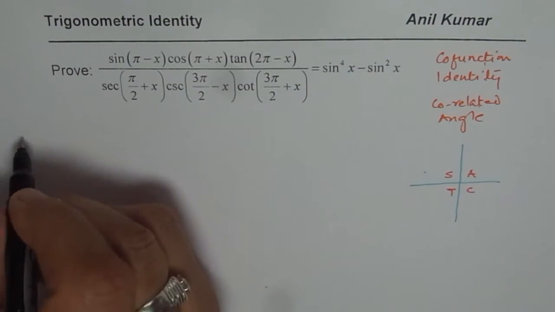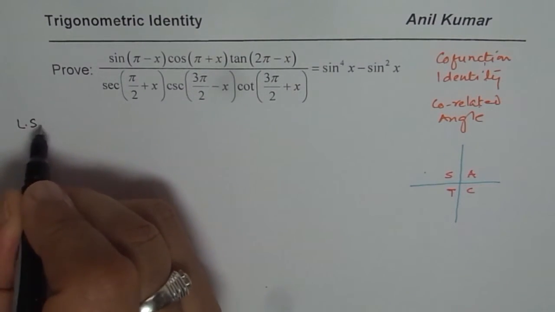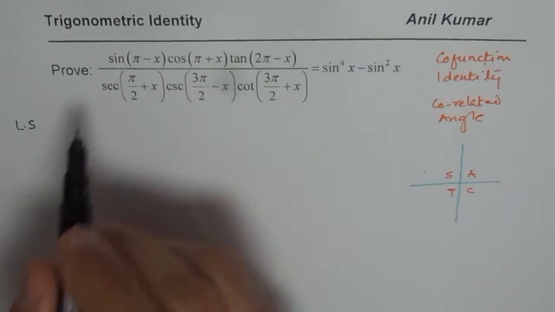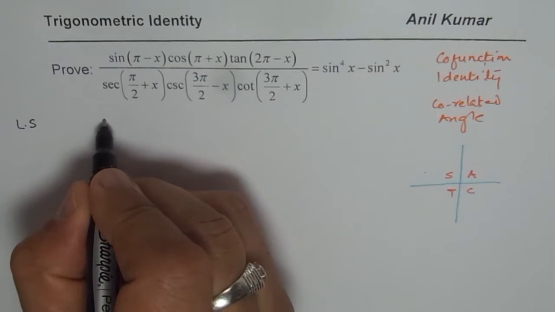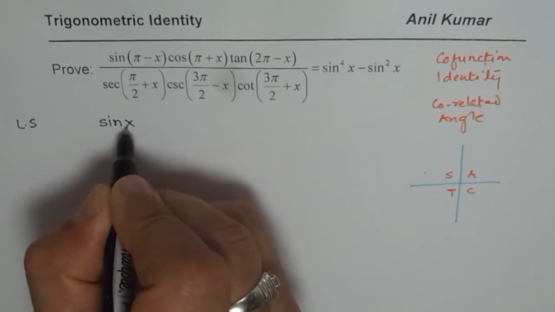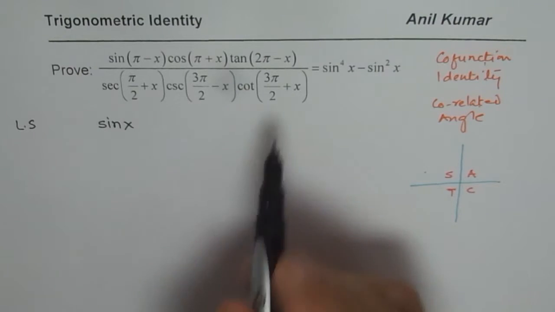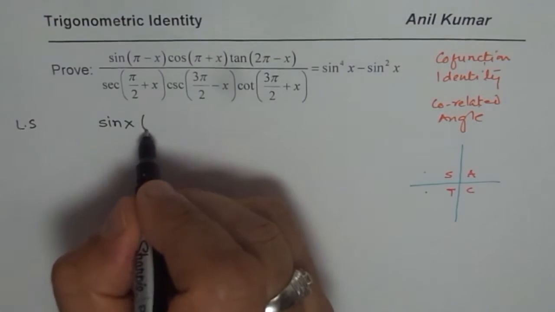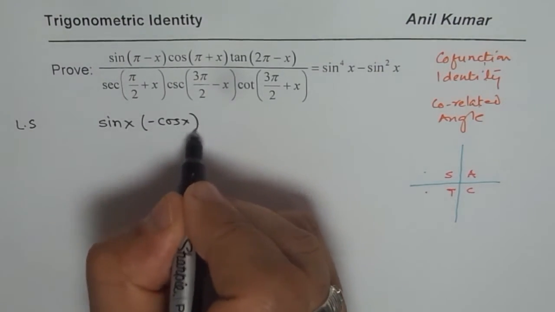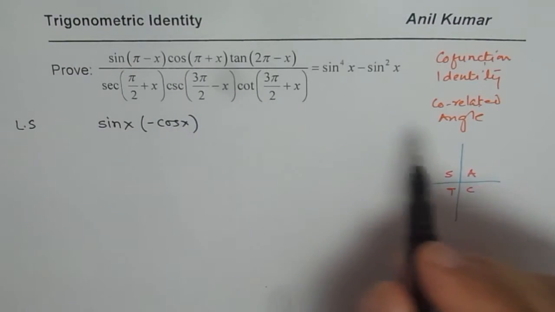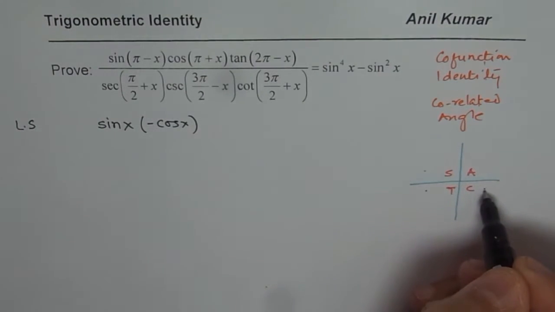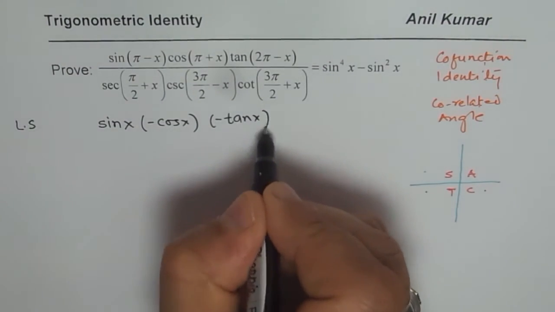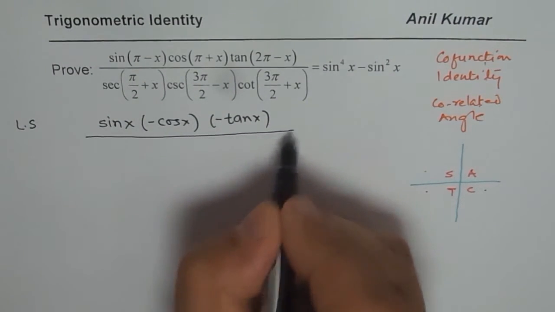We'll begin with the left side, as we should for most of the trigonometric identities, I should say the complicated side. So sine of pi minus x is equal to sine of x. That is the first thing, simple. Cos pi plus x: pi plus x, cos will be negative, so we'll write this as minus cos x. Tan 2 pi minus x: here tan is negative, so it could be written as negative tan x. Simple, right? Now we'll do the denominator part.